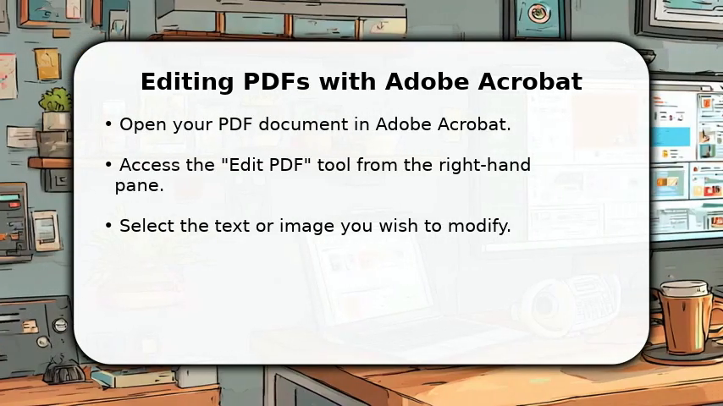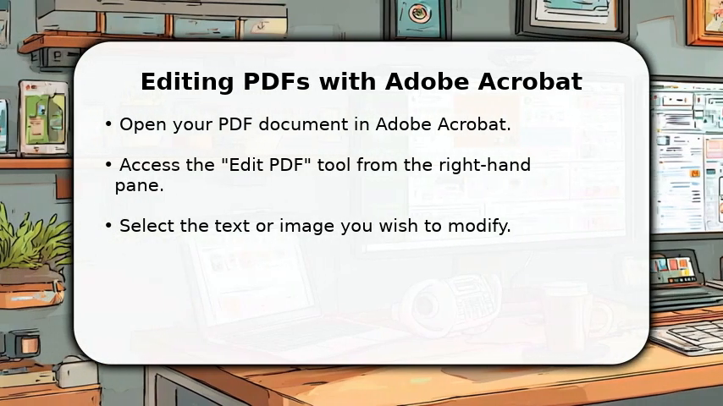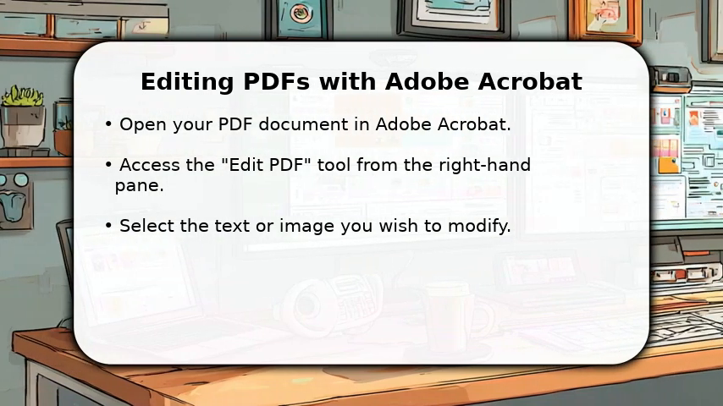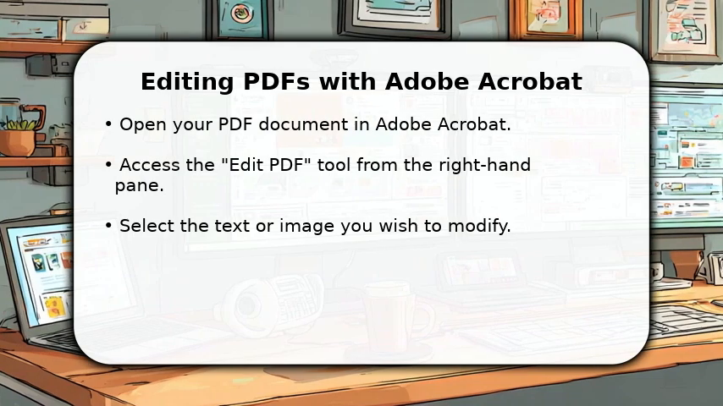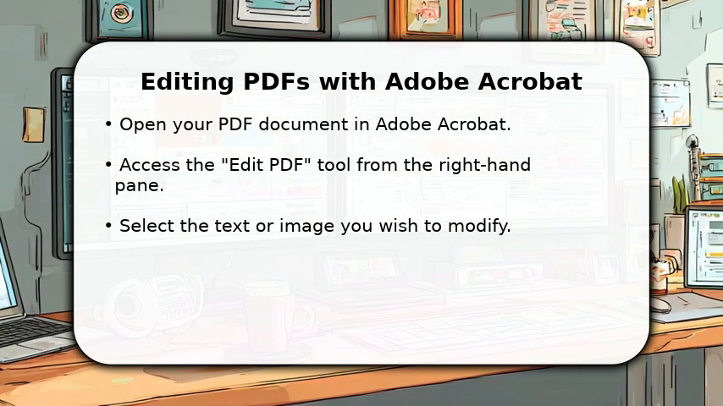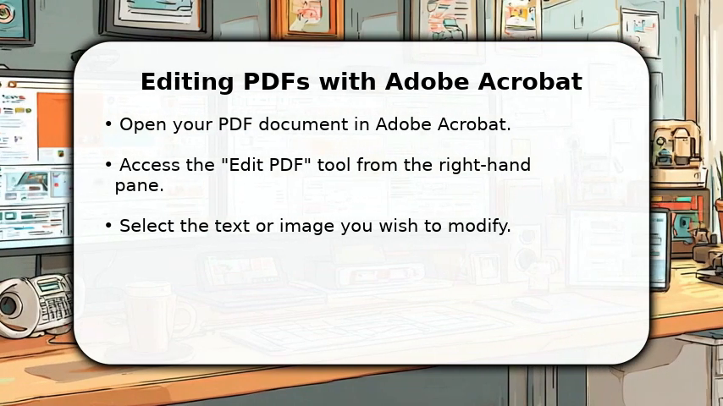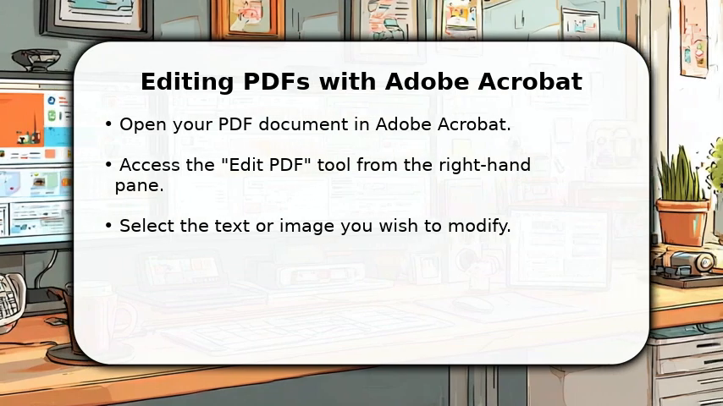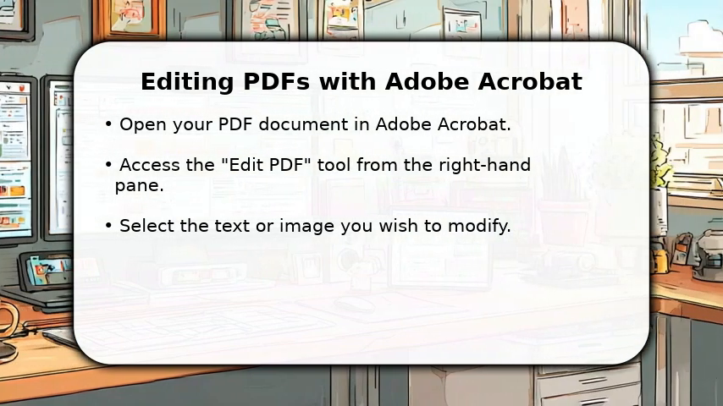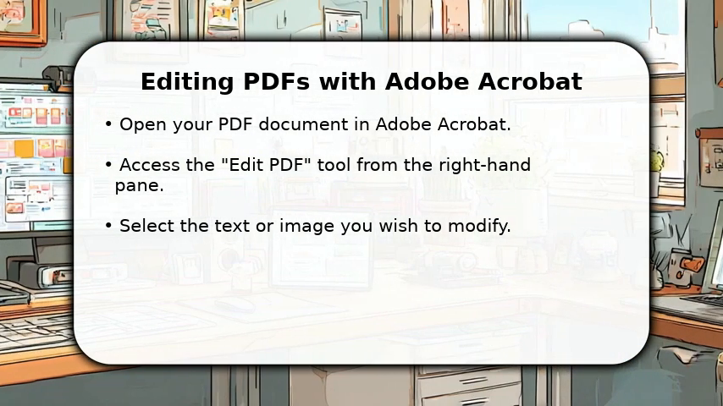In this video, I will explain how to use Adobe Acrobat to edit PDFs. First, open your desired PDF document within the application. Once loaded, navigate to the right-hand pane and locate the Edit PDF tool. Click on this tool to activate the editing mode. Now, you can easily select any text or image element on your document that you wish to modify. This initial step prepares your document for all subsequent edits, making the process straightforward and efficient for any user.